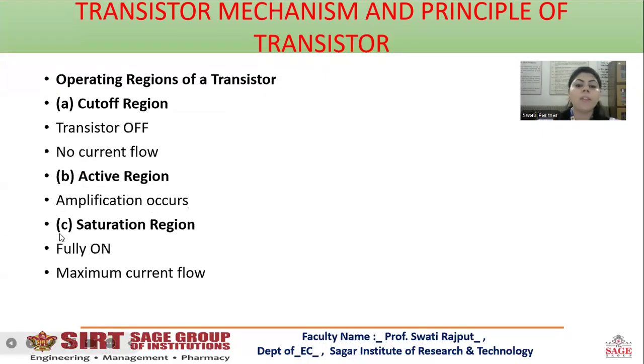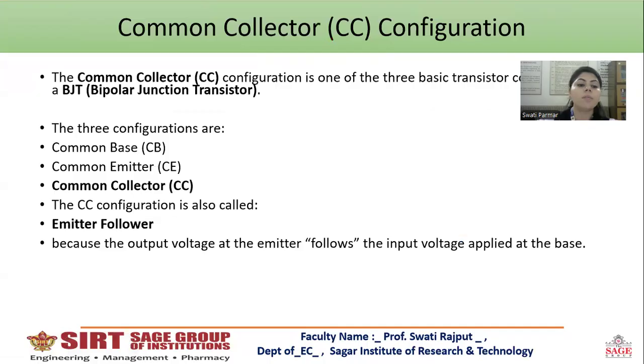Operating regions of a transistor, there are 3: cutoff region, active region, saturation region. And it has 3 configurations. This number 3 you all should remember. 3 legs, 3 operating regions, and 3 what? Configurations. You should remember all these terminologies because the main thing is these words, these terminologies. So it has 3 configurations.